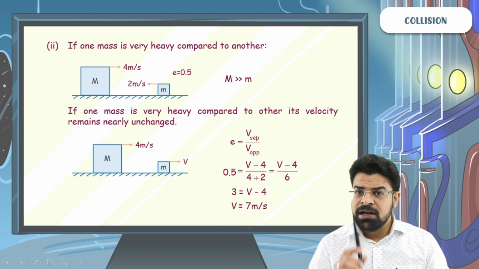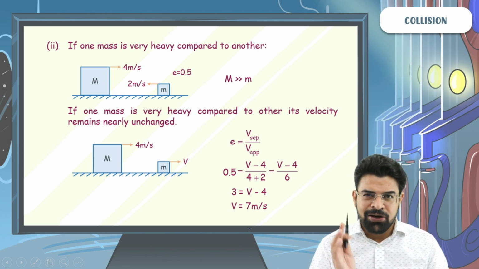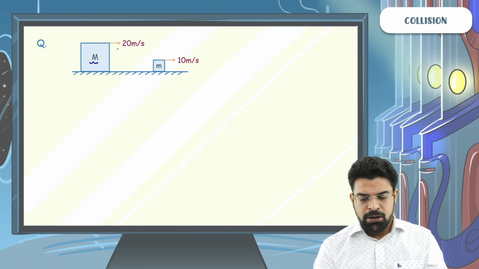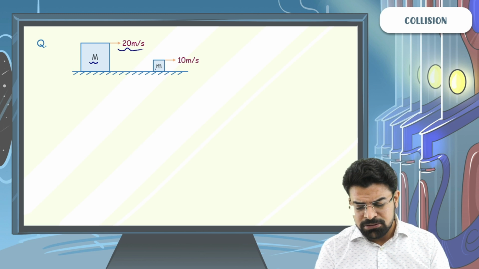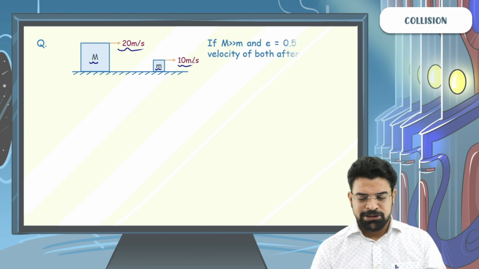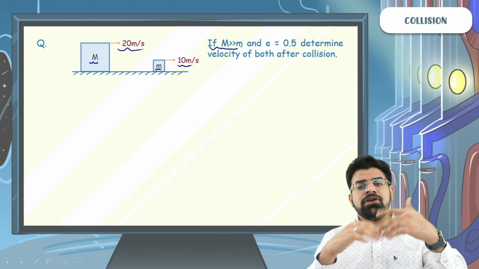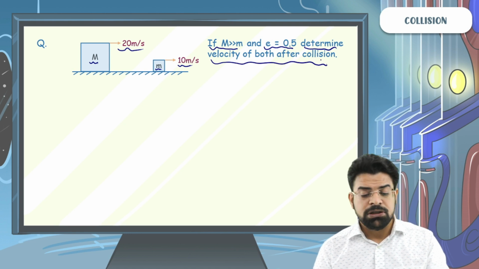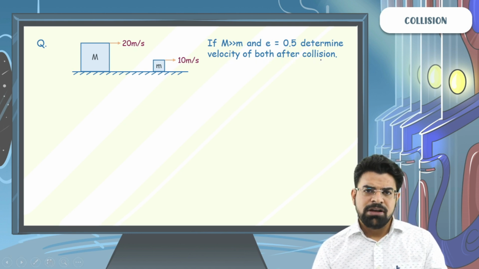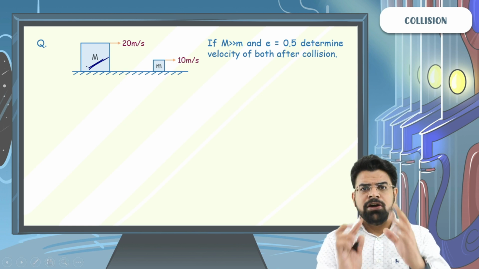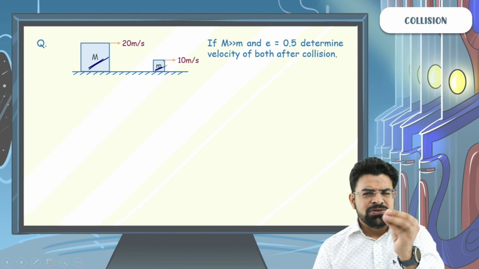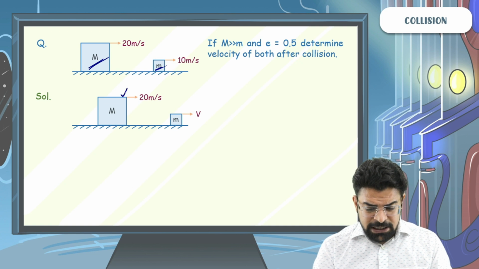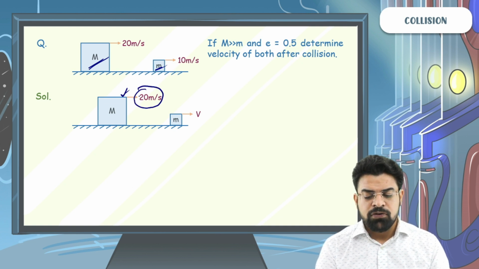Let's do one more question of the same type to understand the concept better. The question is, there is a block of mass capital M moving towards the right with a speed of 20 meters per second, and a mass small m moving towards the right with a speed of 10 meters per second. If capital M is greater than small m and the coefficient of restitution is 0.5, determine the velocity of both the blocks after the collision. So you will again say, sir, as one mass is way greater than the other mass, we will say that there is no appreciable change in the velocity of this heavier mass. So we will say that this heavier mass will move nearly with the same velocity of 20 meters per second.